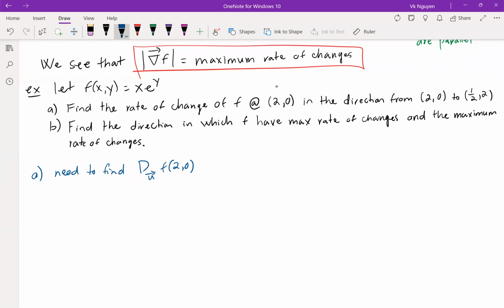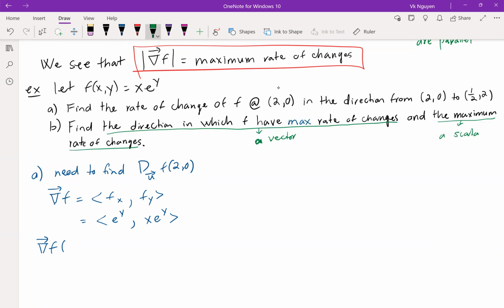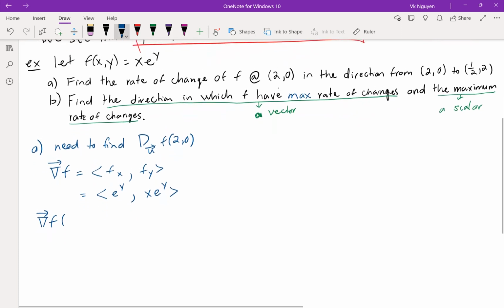Okay, same thing, right? We've got to get the gradient vector. f is x e^y, so we need the gradient vector at (2, 0). Okay. Plug it in. Oh, how nice. e to the power 0. 2e to the power 0. Right? So what do we have? We have (1, 2). Ah, nice.